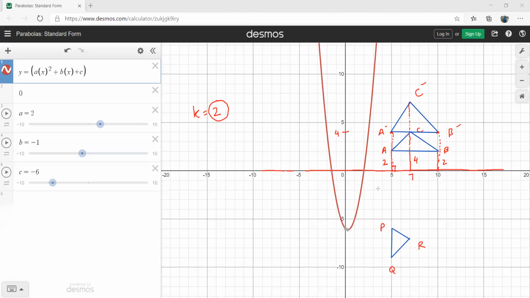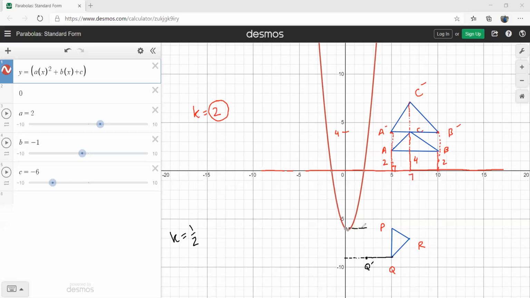Similarly, if you look at this triangle PQR, let us stretch this from the y-axis with a scale factor half. Right now, this point Q is 5 units away from this y-axis. So I'll be halving that distance. So that would be here at 2.5. So here is your Q dash.